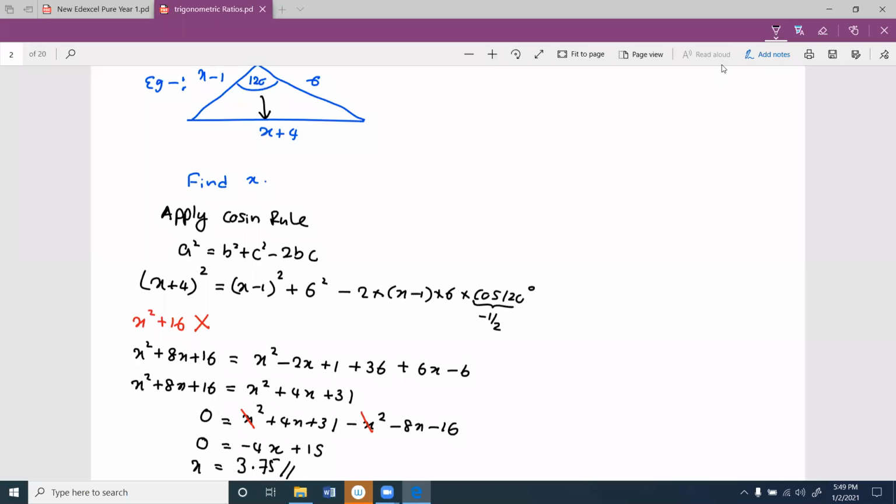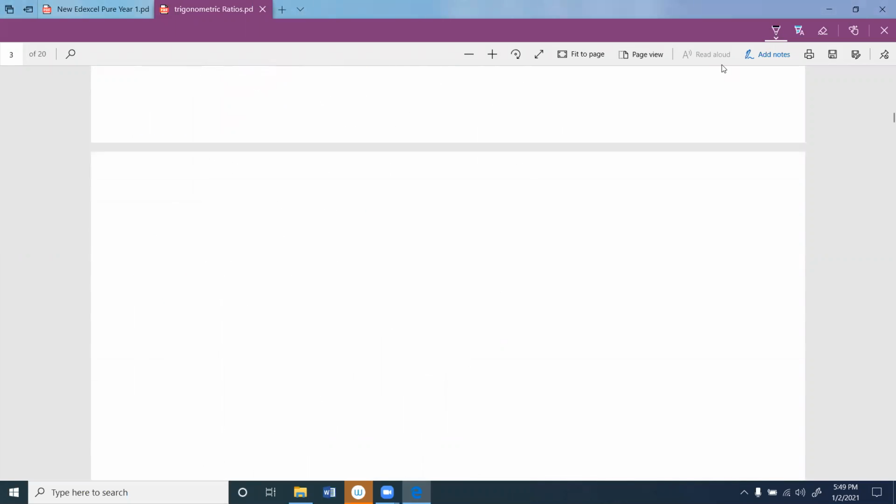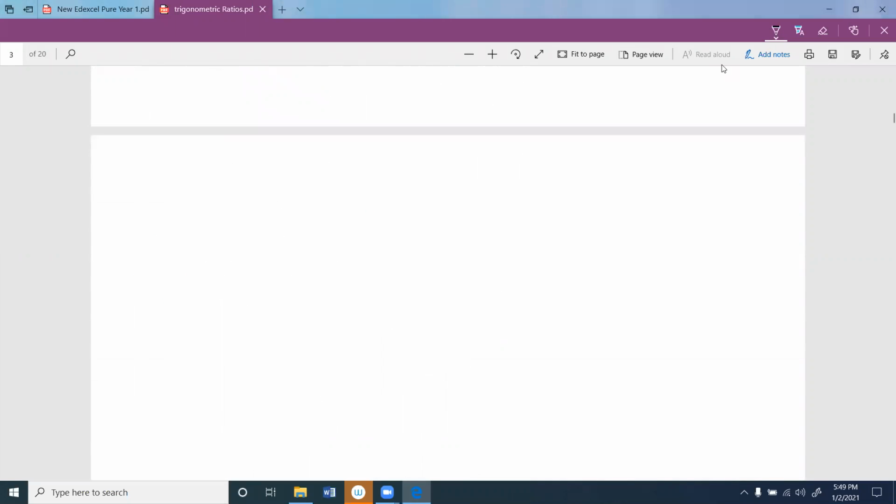Okay, the next part is how to find angles using the cosine rule. They might ask you a question just like this. You need to find the angle theta. I think you're familiar with this angle notation here. The sides are 4, 6, and 12.